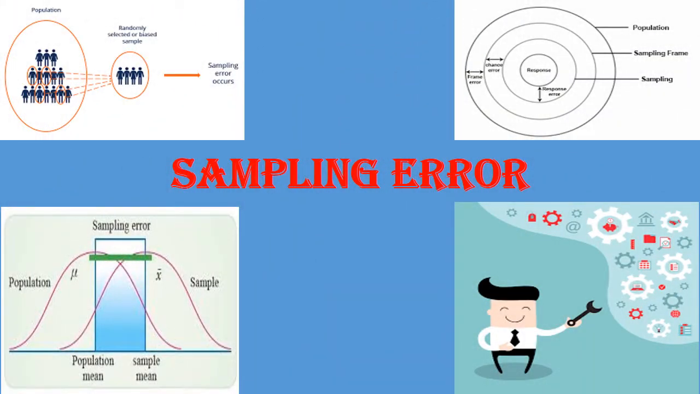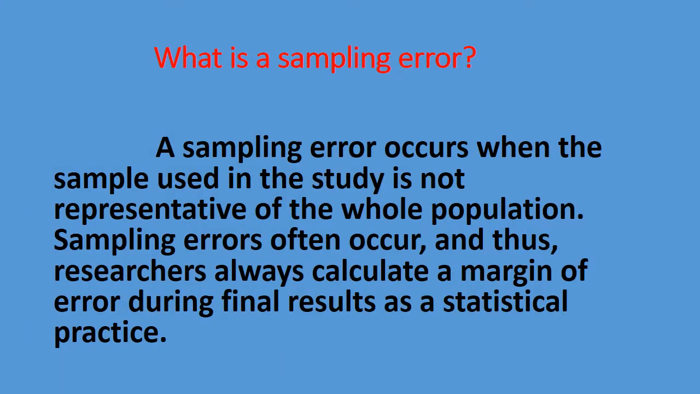Sampling error. What is sampling error? Sampling error occurs because researchers draw different subjects from the same population. The subjects have intricate differences, and we always have to keep in mind that when a researcher selects a sample, it is only a subset of the entire population.